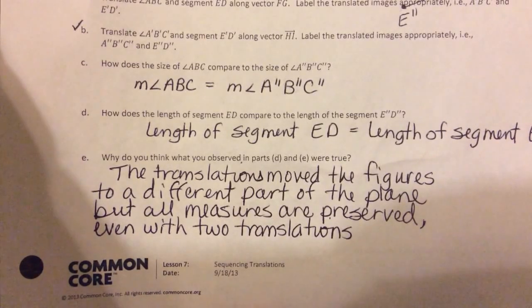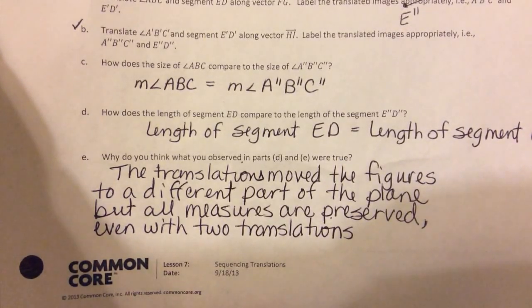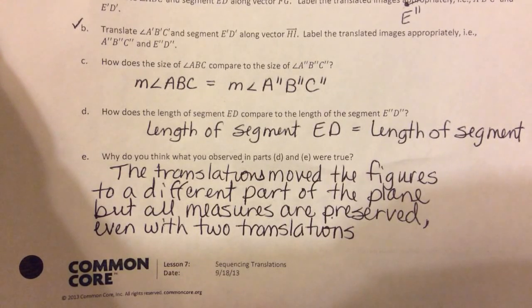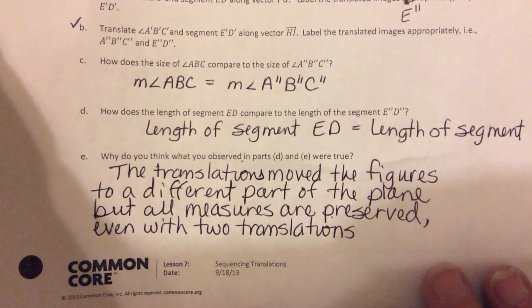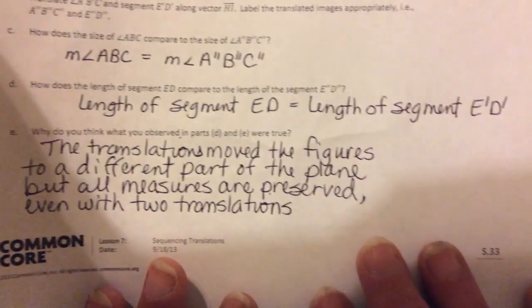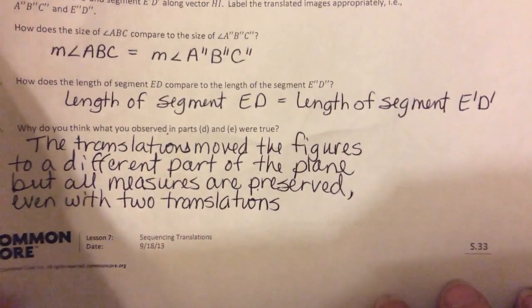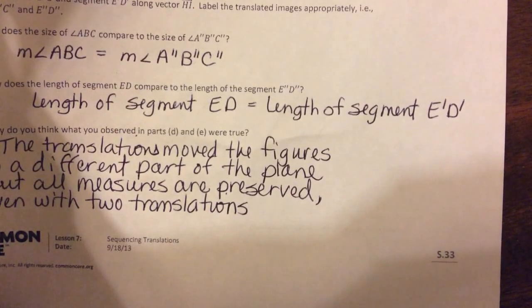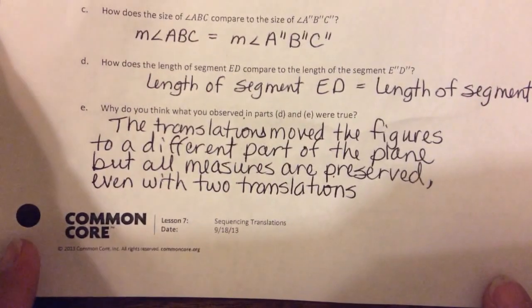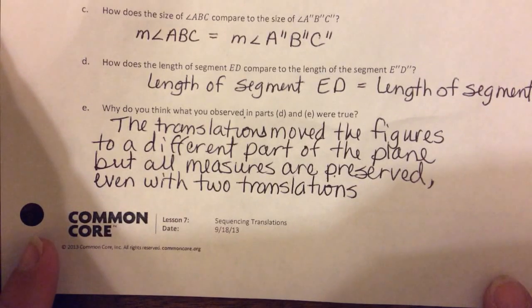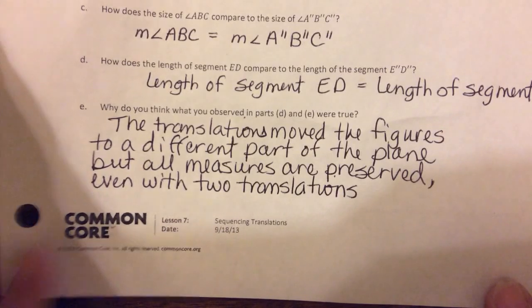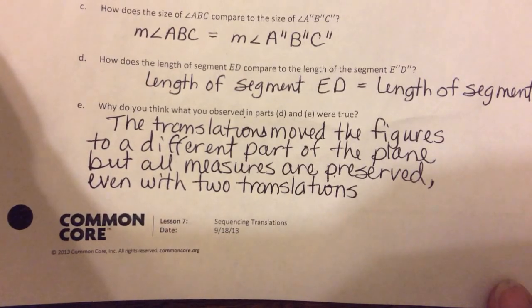And hopefully you saw that those measures are equal because the figure's just moving in the plane, but not changing size. How do the lengths of the segments compare? They're also equal. And then, why do you think what you observed in parts D and E were true? Something similar to this: the translations moved the figures to a different part of the plane, but all measures are preserved even with 2 translations.